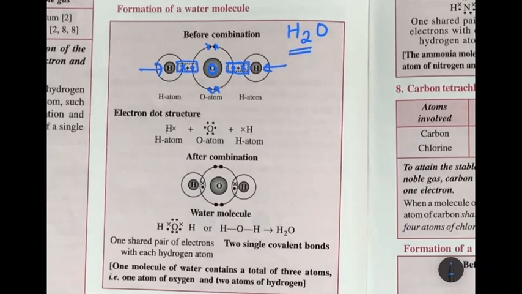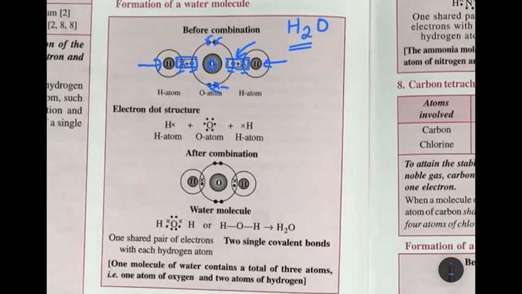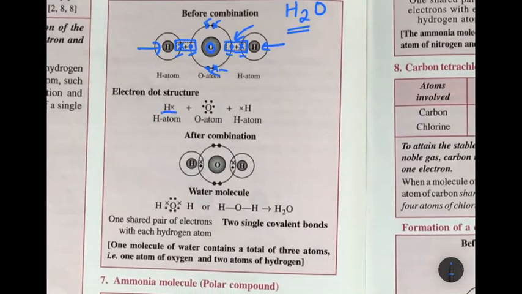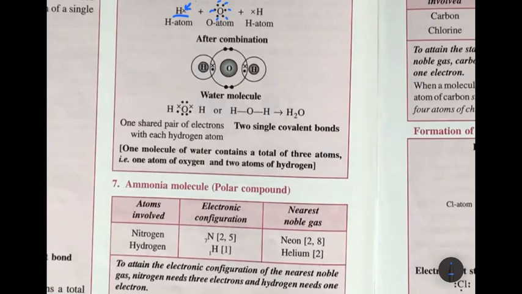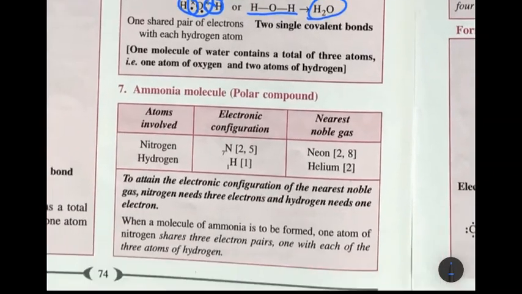So oxygen has total now 1, 2, 3, 4, 5, 6, 7, 8 electrons. And hydrogen as usual forms duplet configuration. So to show the electron dot structure, you'll write hydrogen and draw 1 electron. Oxygen, you'll draw 1, 2, 3, 4, 5, 6. So you will show how oxygen has 8, and this one hydrogen has 2 here. Okay, and 2 single covalent bonds lead to the formation of water, that is H2O.